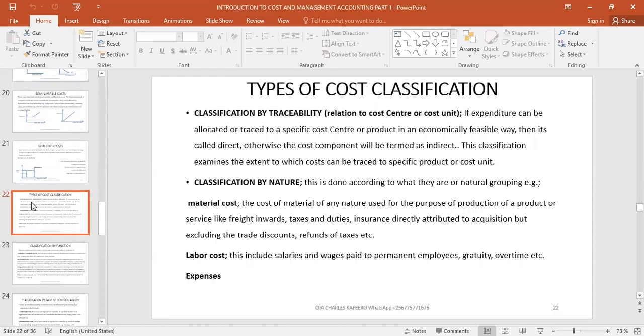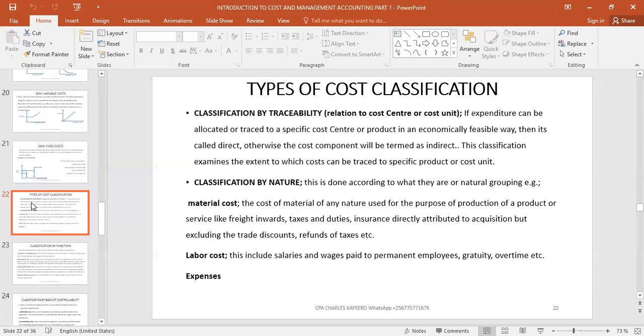So we are going to be seeing the different categories of how we can group costs or how we can classify costs. The first one, we said classification by behavior, and that one I'll clarify more about in the next video. The second thing we can talk about is classification by traceability.